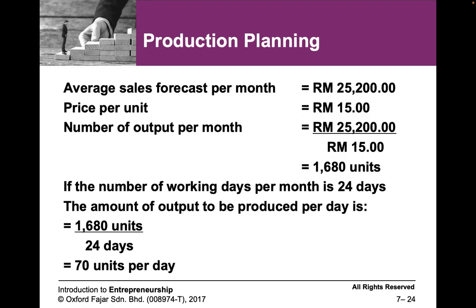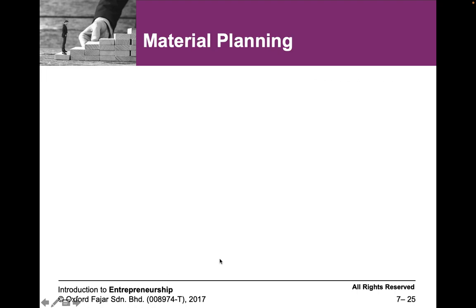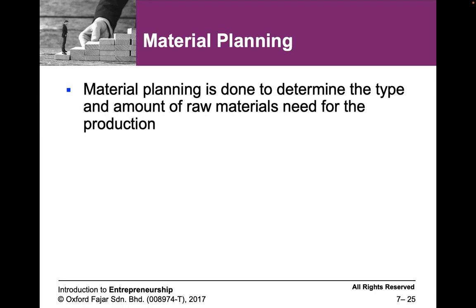Okay, after you have identified how many units must be produced within a day, next you must calculate the material required in order to produce, for example, 70 units per day. Material planning is done to determine the type and amount of raw material needed for the production. Under material planning, you must identify the raw material required in order to produce the product.